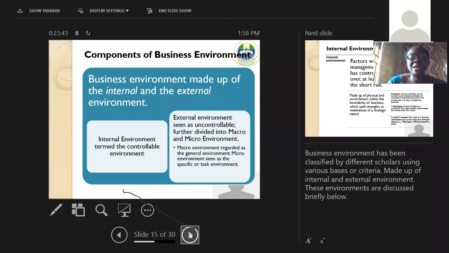Whereas the external environment is seen as uncontrollable, because for most of the things that happen in it, an organization may not have the capacity to control them. They will just need to adjust strategically to take advantage of an opportunity or look for a way to minimize the threat that the environment is posing to them. And this environment is further divided into two. We call them the macro and micro environment. Macro environment, like I said, is regarded as the general environment, whereas the micro environment of the external environment is the specific or task environment. Different scholars have their classification. Basically, these are the two types of environments that we have.